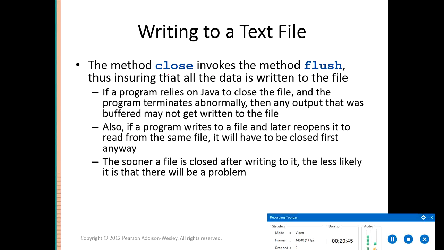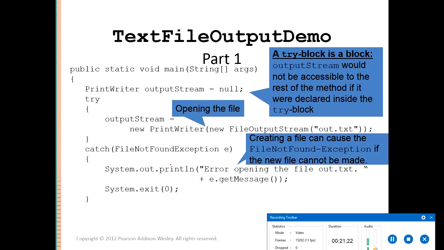Now we have the method close and method flush. Method close invokes the method flush, ensuring that all the data is written into the file. If a program relies on Java to close the file and the program terminates abnormally, then the output was buffered and it may not be written into the file. Also, when the program is writing into a file and later reopens it to read from the same file, that file needs to be closed first before you can open it for reading the data. The sooner a file is closed after writing to it, the lesser are the chances that there will be a problem or an error.